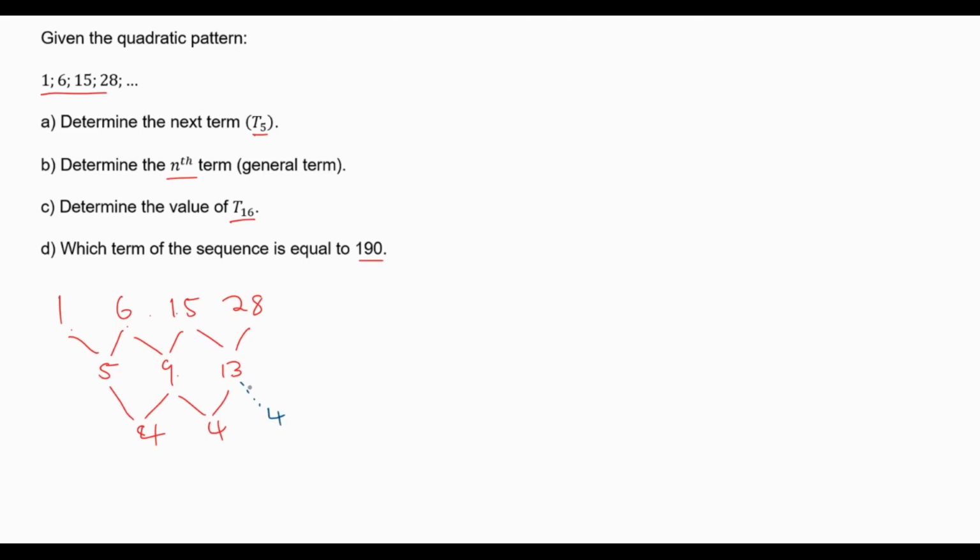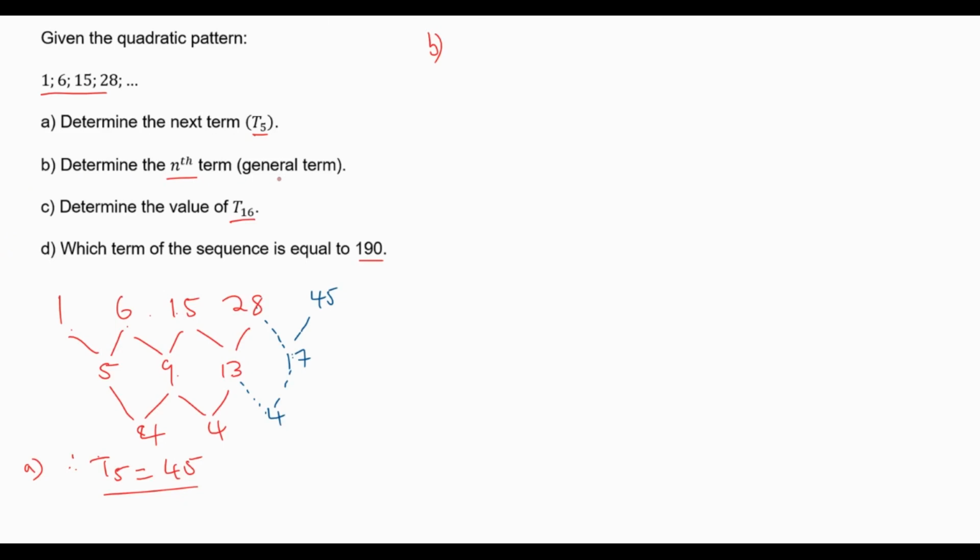So this is 4. We say 13 plus 4. What is 13 plus 4? 13 plus 4 is 17. So this is 17. And then 28 plus 17, that is 45. So it means our T5 is equal to 45. That is A. Right, let's do B.